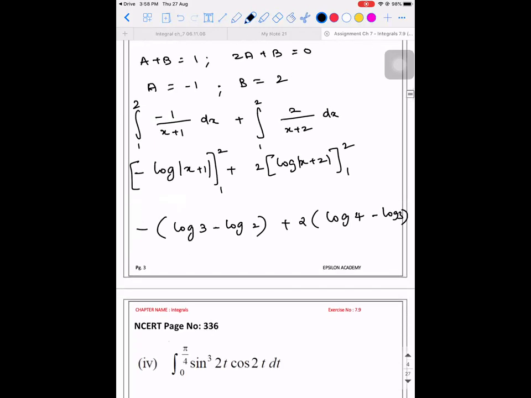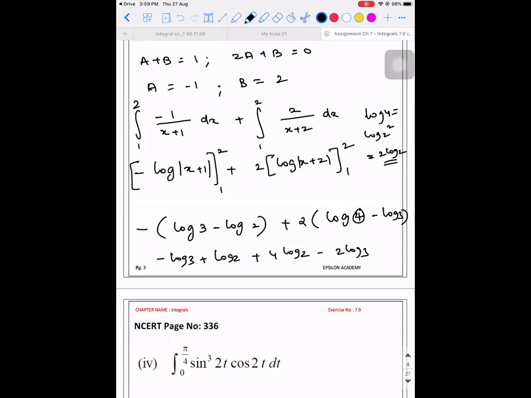So when you solve this, what do you get? Log 4, you can write as log 2 the whole square, that can be written as 2 log 2. So what will be the required answer? Minus log 3 plus log 2 plus 4 log 2 minus 2 log 3. So how much is it? Minus 3 log 3 plus 5 log 2.